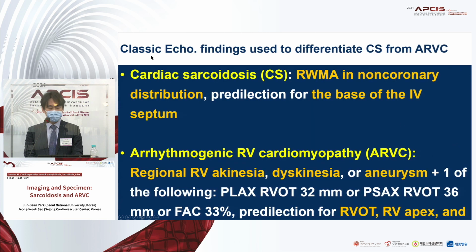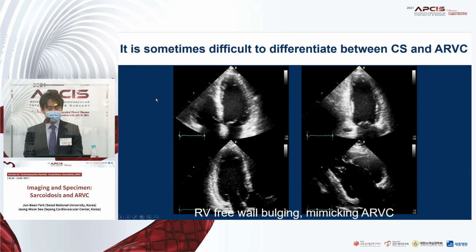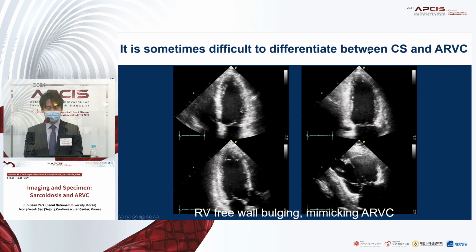These are classic echocardiographic findings for cardiac sarcoidosis, CS, and arrhythmogenic right ventricular cardiomyopathy, ARVC, which can be used to differentiate from each other. Regional motion abnormality in non-coronary distribution, with a predilection for the interventricular basal septum, is a characteristic feature for cardiac sarcoidosis. On the other hand, regional RV akinesia or dyskinesia or aneurysm with a predilection for RVOT and RV apex, in addition to RV dilatation, can be a pathologic or imaging feature for ARVC. But it is sometimes very difficult to differentiate from each other.